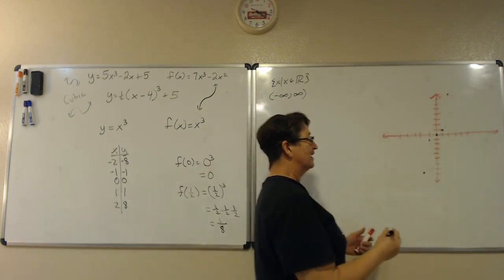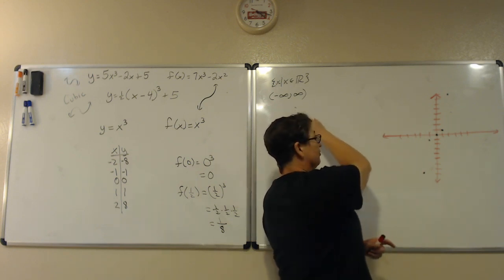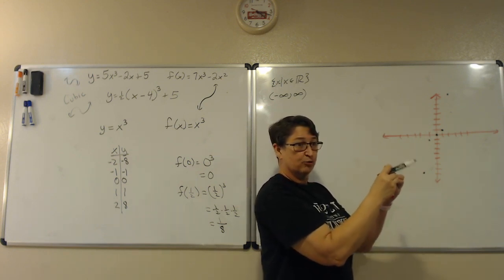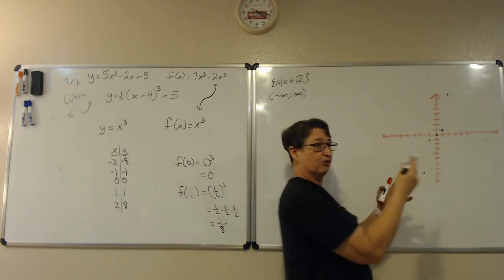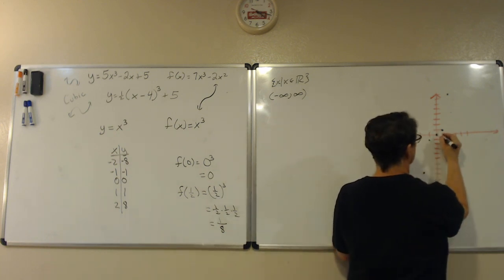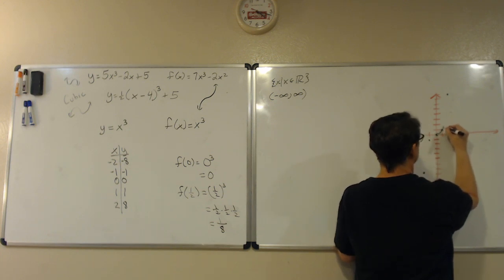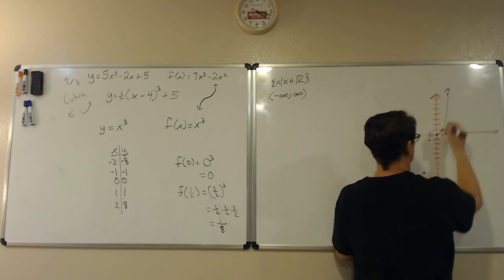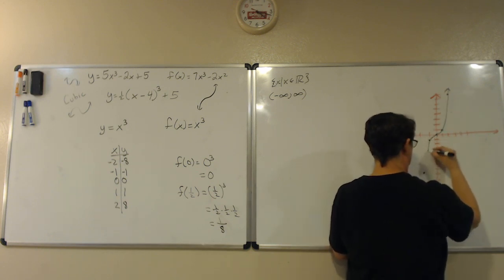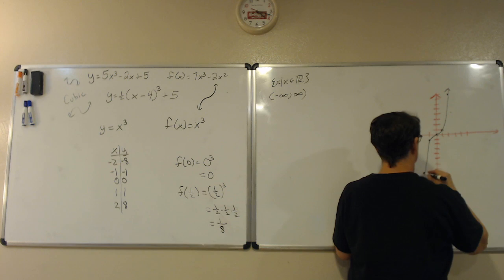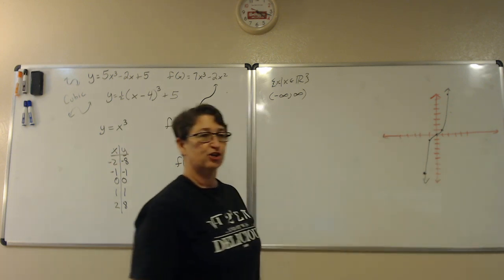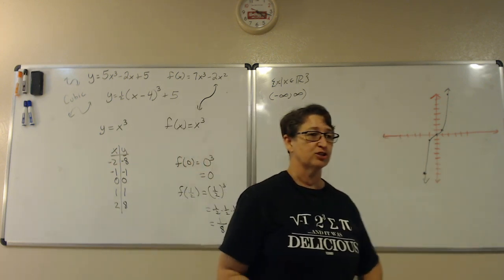And now, again, because it's all real numbers, that means there's stuff going on in between. So I'm going to connect all those dots. It's going to look something like this. There's my parent of my cubic function.